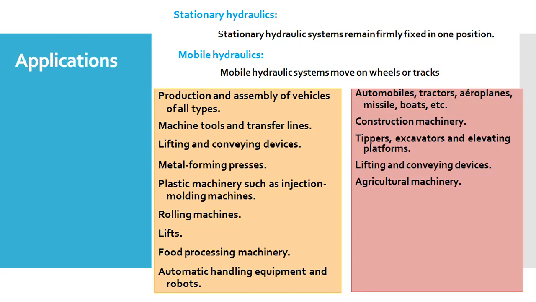These are the basic applications where you can have the two types of hydraulics. One is stationary hydraulics and the other is mobile hydraulics. The stationary hydraulics remains fixed in one place, like a machine that is fixed in one place, where the hydraulic system makes the different parts of the machine move accordingly, and then it can give you the required output. And then you have mobile hydraulics, which moves on wheels or tracks and gives motor movement to the different systems, and then that can be used for different applications.